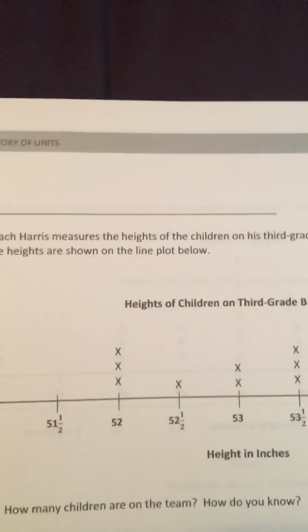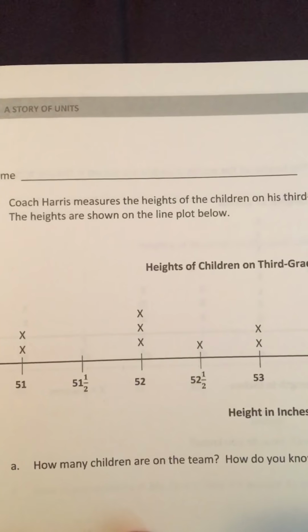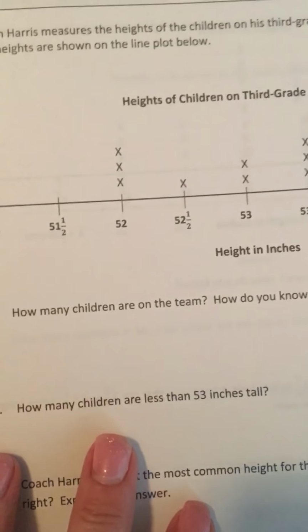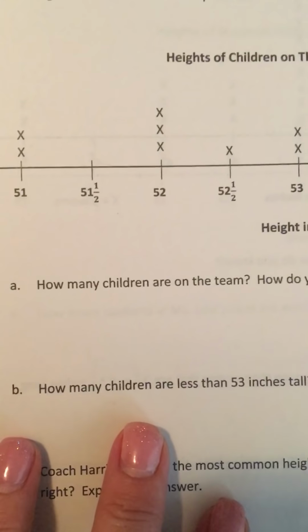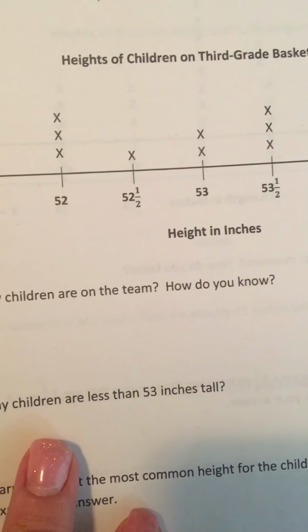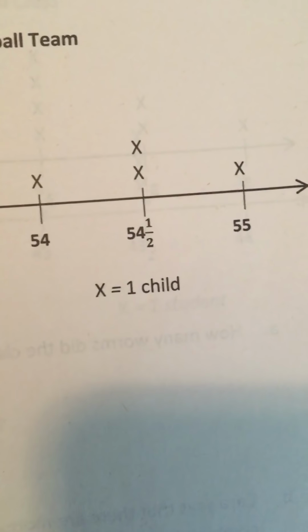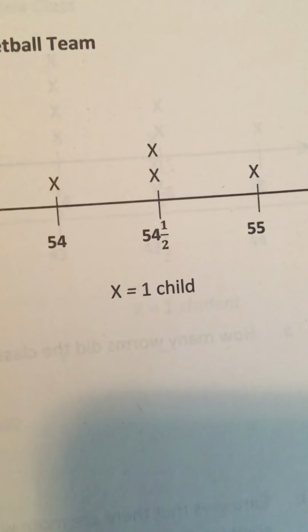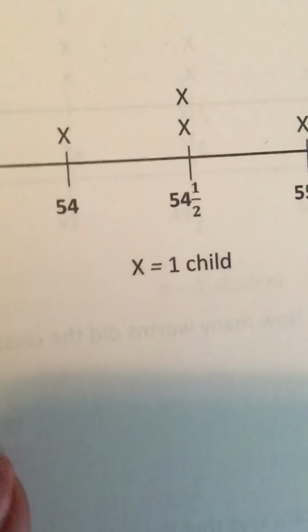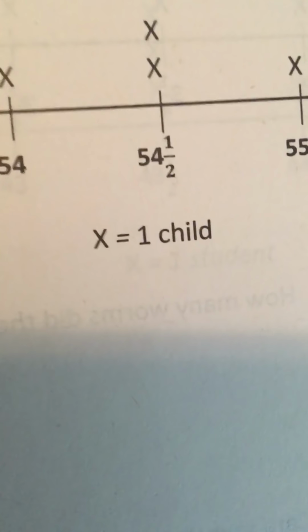It says, Coach Harris measures the heights of the children on his 3rd grade basketball team in inches. The heights are shown on the line plot below. A asks how many children are on the team, and how do you know? Well, always look at the key. If you're trying to figure out how many people were voting for something or how many people they were looking at, look at this key. This one says X equals one child. That means every time you see an X, that's one person.